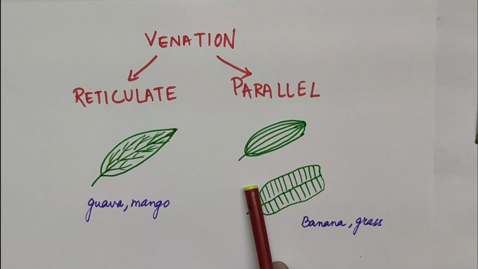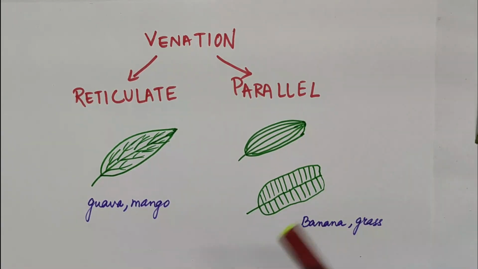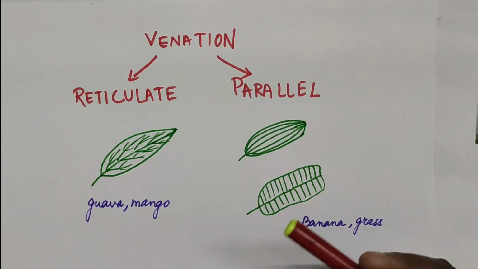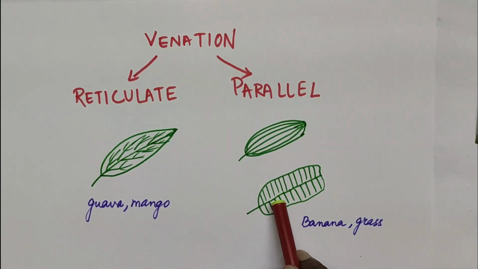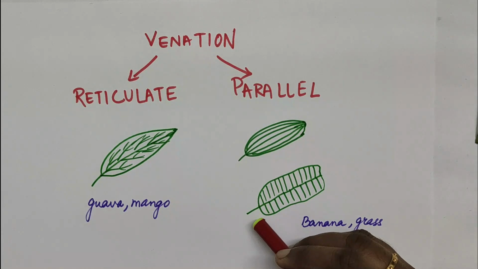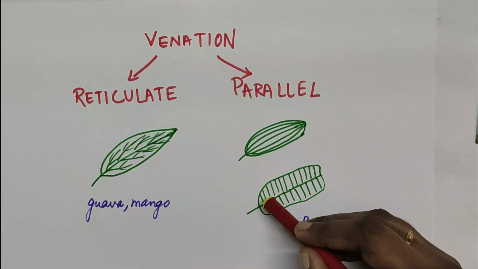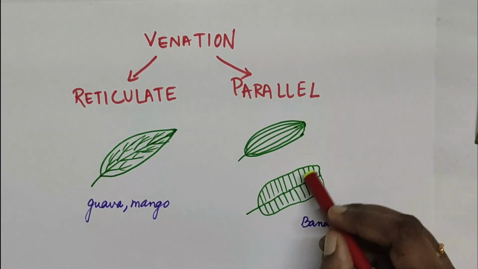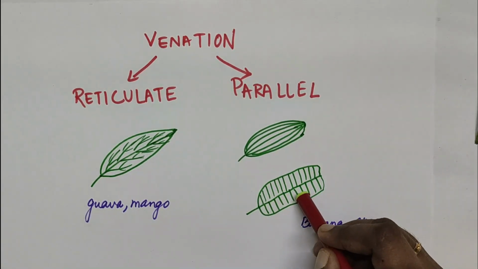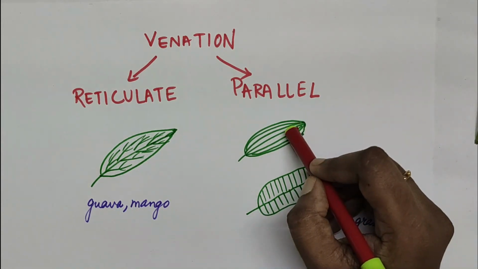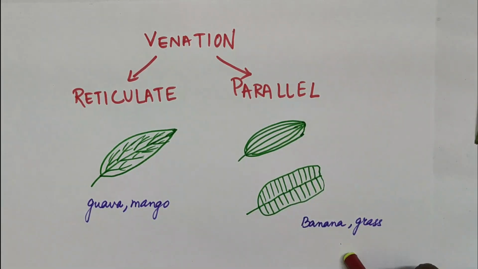And in parallel venation, you will see that the veins are running parallel to each other, and then we call it a parallel venation. The leaves of the banana, like here, this is the leaf of a banana. If this is the midrib, the veins are laterally parallel in this case, and in case of grass also you can see the parallel venation. So parallel venation means the veins are running parallel to each other.